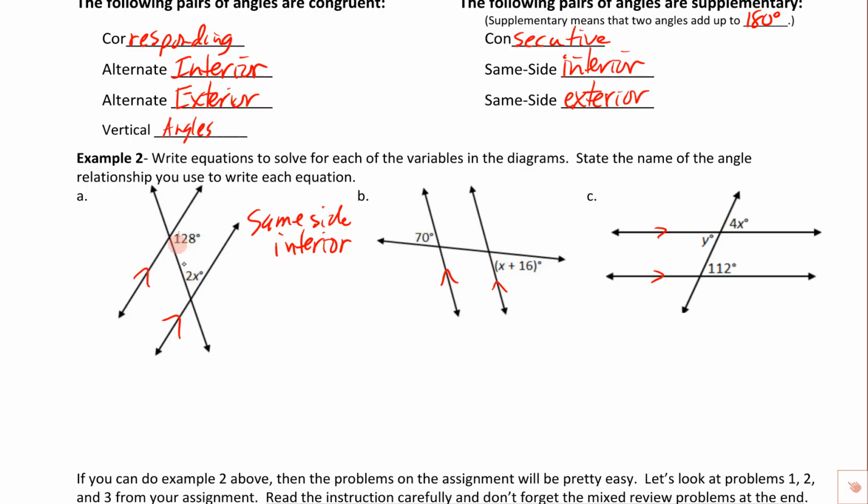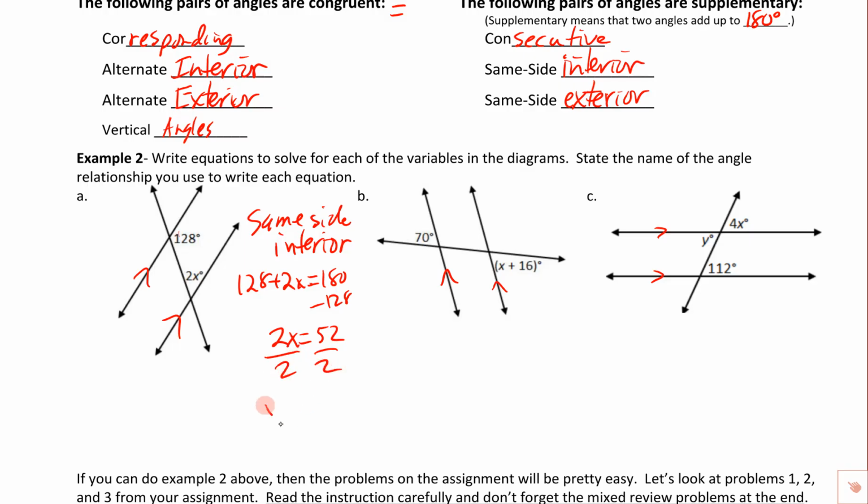Now let's remember what they were. If they're same side interior, did that mean they were congruent? Does that mean they're equal to each other? Or does that mean we add them together and set them equal to 180? Well, same side interior is on this list right here, so they're supplementary. So 128 plus 2x equals 180. So we're going to subtract 128. 2x equals, let's see, 180 minus 128, that's going to be 52.